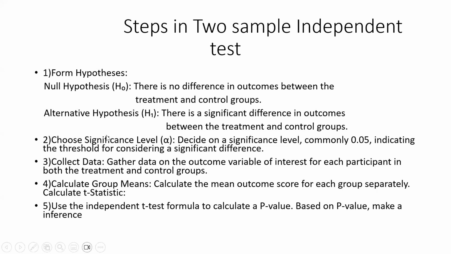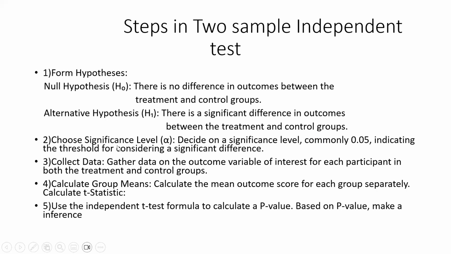And then they will select the type 1 error or the significance level. If they select a type 1 error of 0.05, the confidence level will be 95%. If they select a significance level or type 1 error of 0.01, then the confidence level will be 99%.